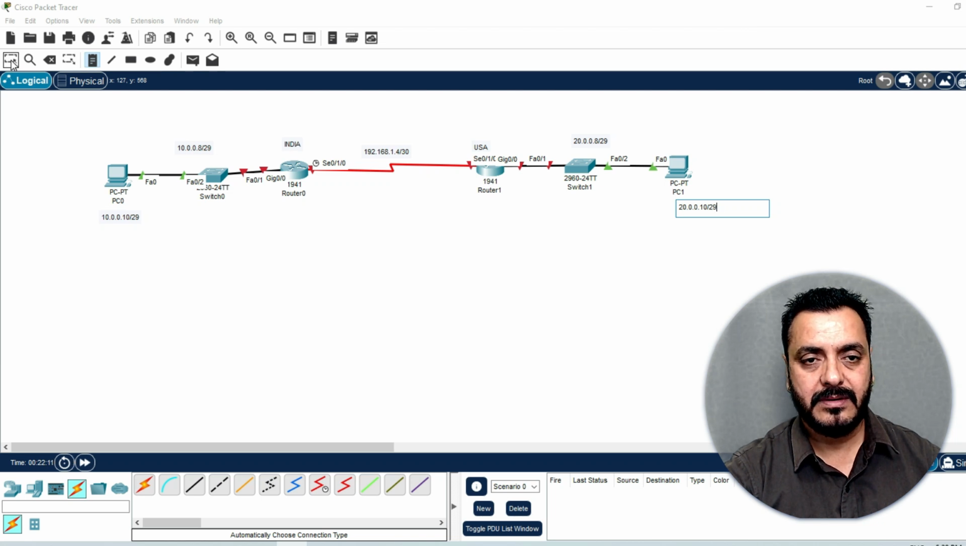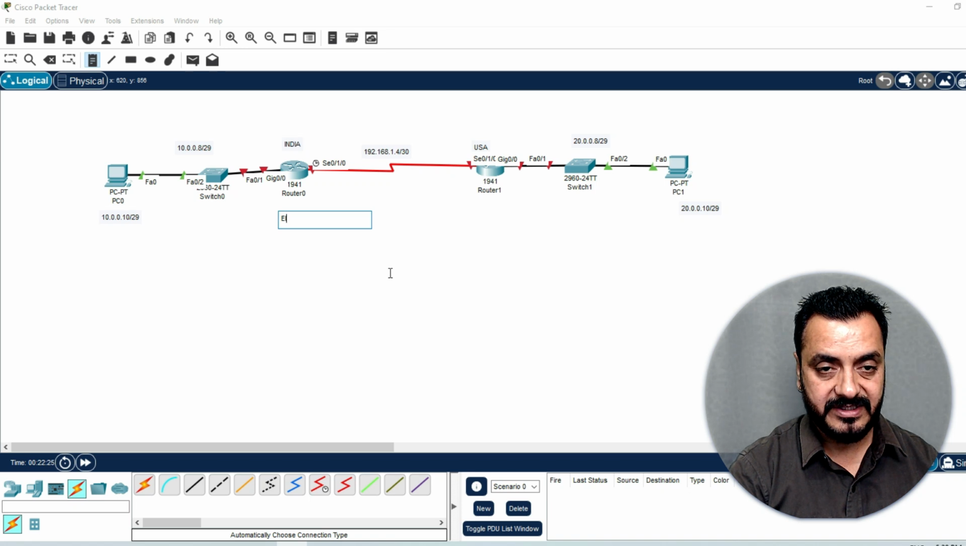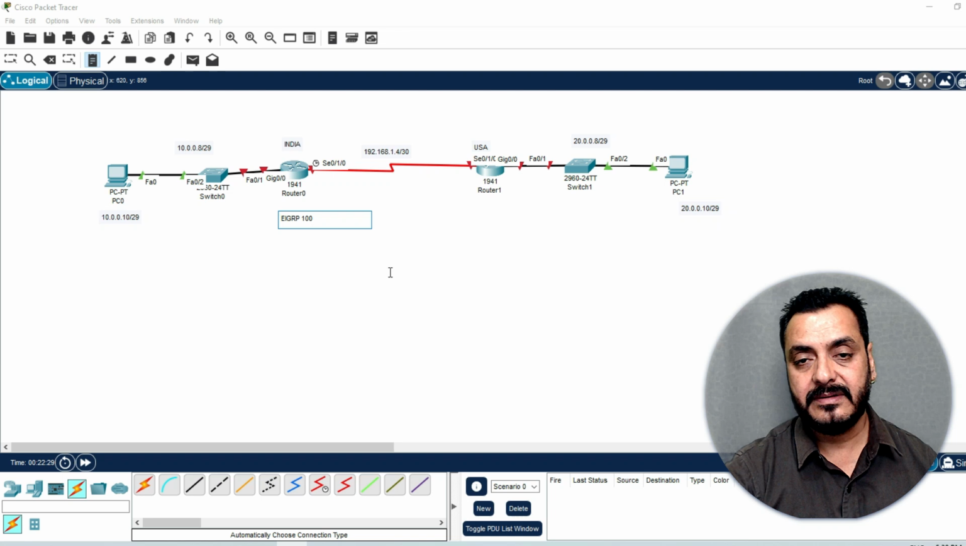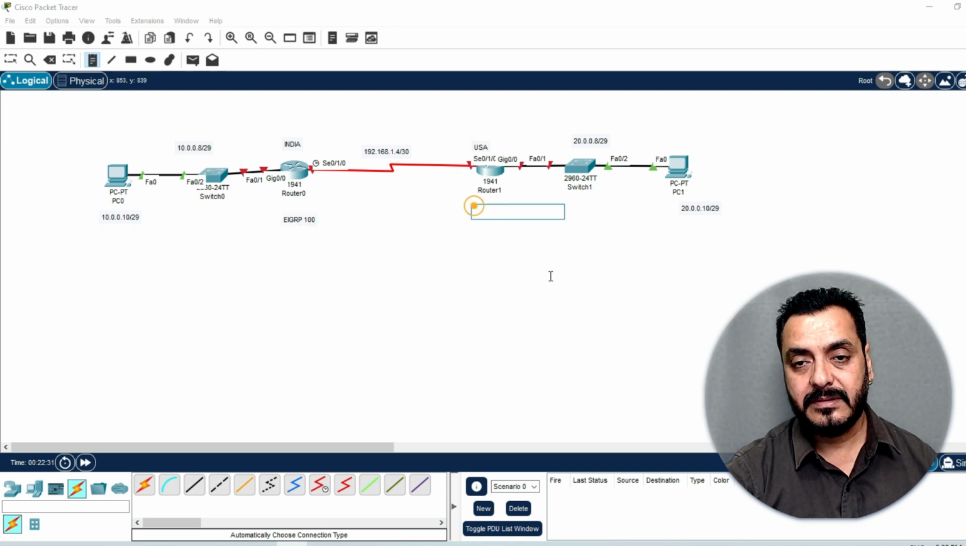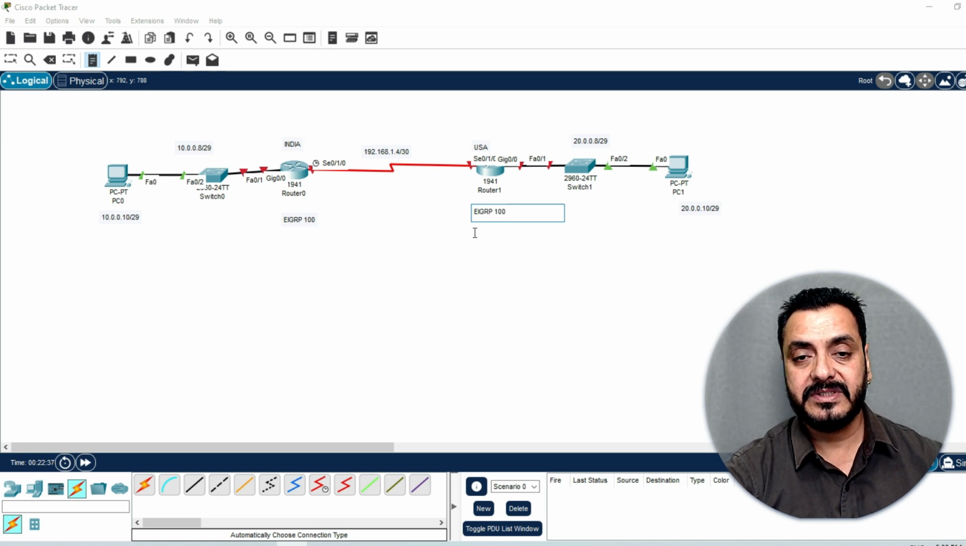Now, after configuring IP addresses on the router, we will configure the EIGRP routing protocol to make this network open with autonomous system 100. Again, EIGRP with autonomous system 100 on the USA router. So this is our physical network.